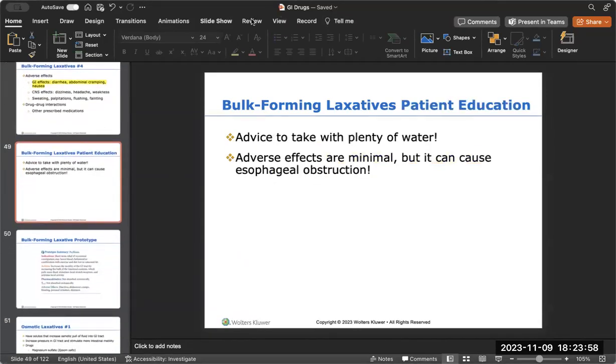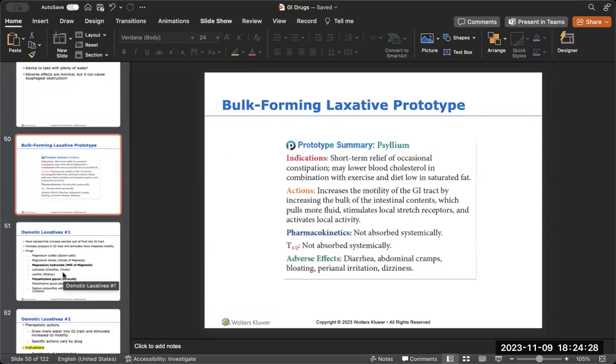Patient education for these bulk forming laxatives like Metamucil: the most important part is to take them with plenty of water, because these drugs work by using water to form a gel to help get the poop out. So they must drink lots and lots of water. Adverse effects are minimal, but they can cause esophageal obstruction, which means they could have a problem with breathing. So we have to watch out for that too. But okay, like I said, bulk forming laxatives. The prototype is Psyllium, and this is just a summary.